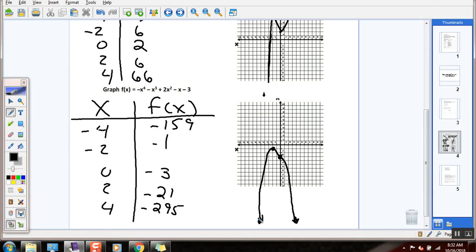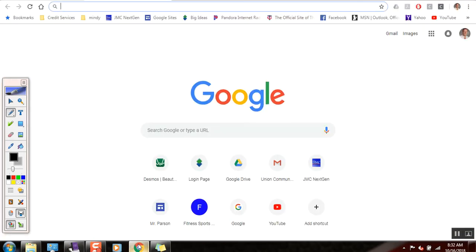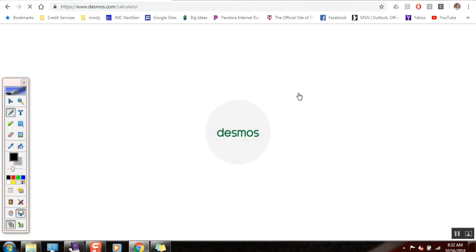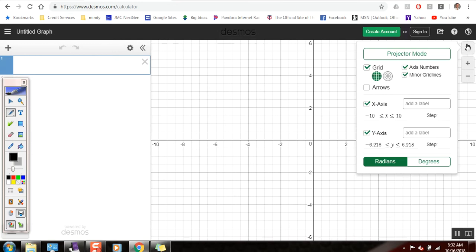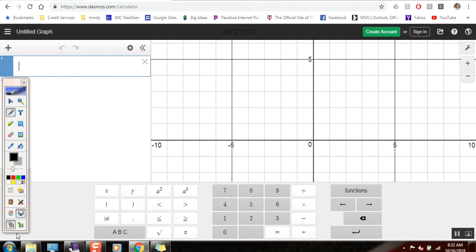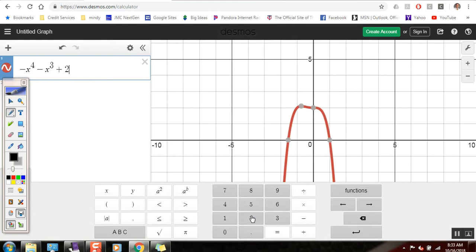I'm just curious to see what a graph looks like. Let me pop this up here quick. Will you guys read me the function we're dealing with in example 4b? Negative x to the 4th, minus x to the 3rd, plus 2x squared, minus x, minus 3.